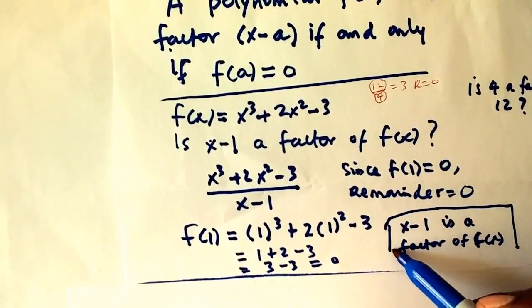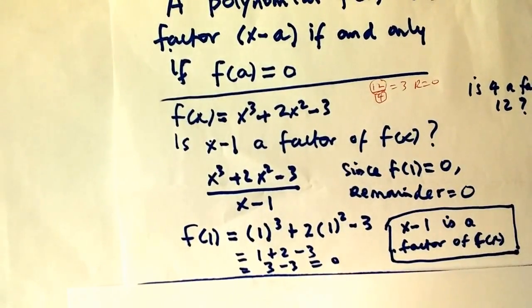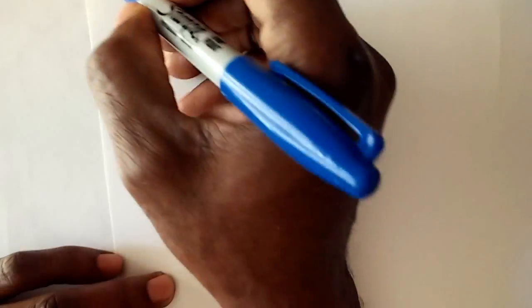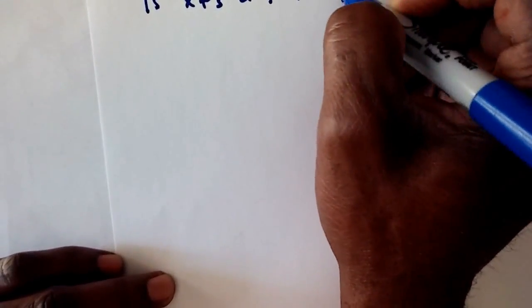We just want to know if x minus 1 is a factor. If you plug it in, you got 0, then you know it's a factor. If you plug it in, you didn't get 0, then it's not a factor. We have to do more examples for us to actually get it down more. So here is another example. So, is x plus 3 a factor of x squared minus x minus 6?